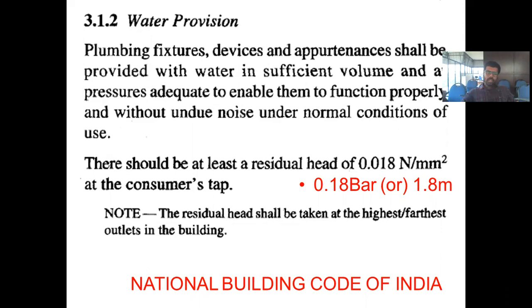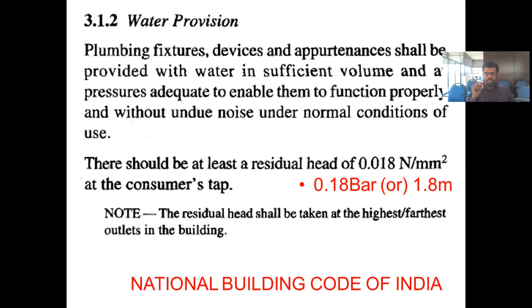So it says that there should be at least a residual head or a pressure. There should be at least a residual head of 0.018 Newton per mm square at the consumer's tap, which means that there should be at least a pressure of minimum 0.18 bar or 1.8 meter. So these are the different units. So you should maintain 0.018 Newton per mm square of pressure at the consumer's tap.